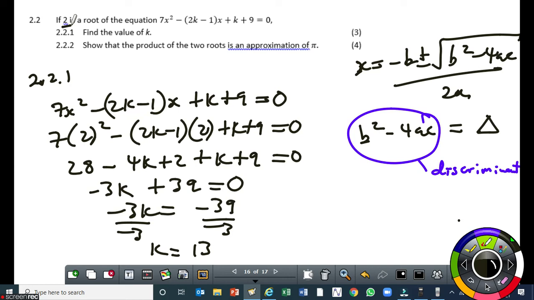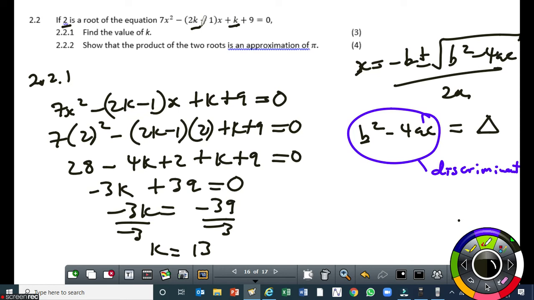Because the quadratic equation has an unknown letter k that we have to find. To find that letter k, we use the given root by substituting x equal to 2. That's what I have done here. It's not complicated. Then 2.2.2 says show that the product of the two roots is an approximation of pi.